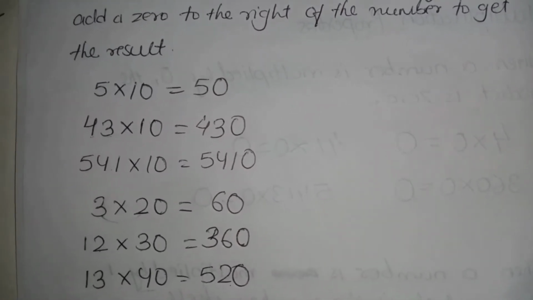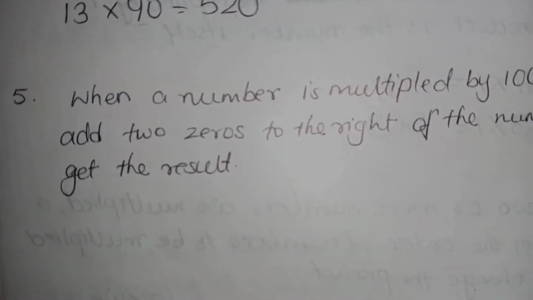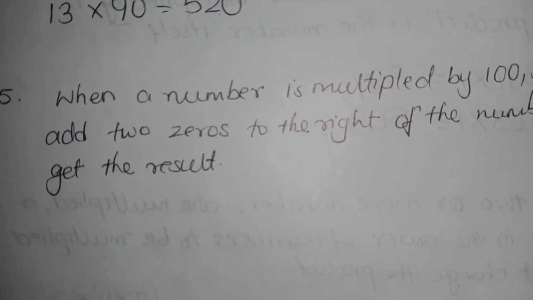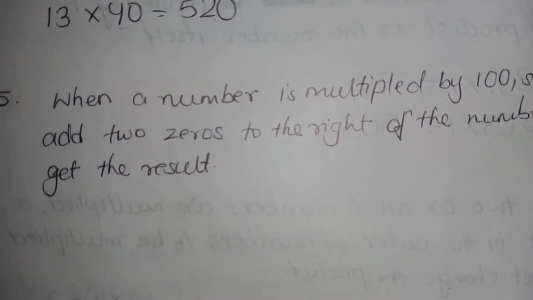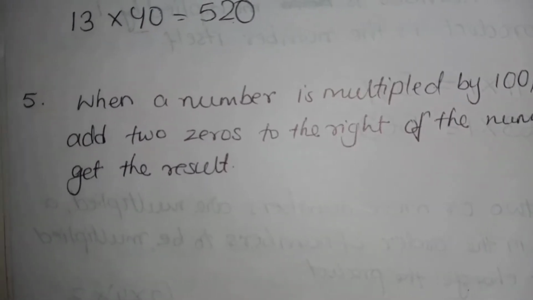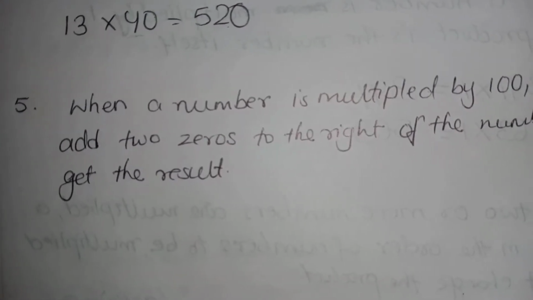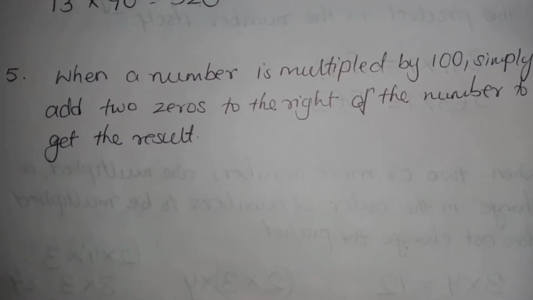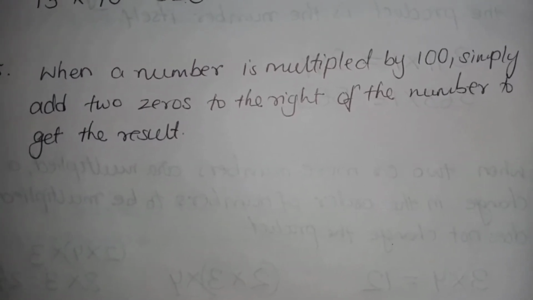Now let's do property number 5. Property number 5 is also the same as property number 4. The multiplication by 10 and multiplication by 100 is also the same. Here we have to add two zeros to the right hand side of the product. So what is property number 5? When a number is multiplied by 100, simply add two zeros to the right of the number to get the result.